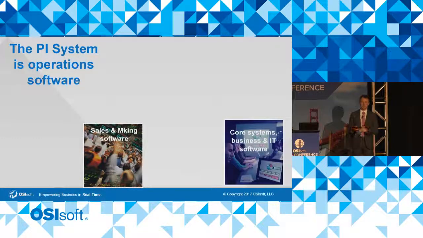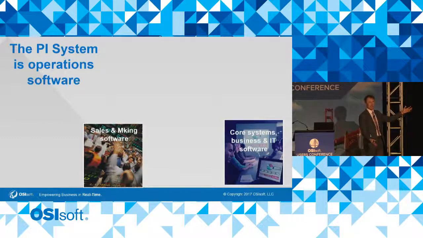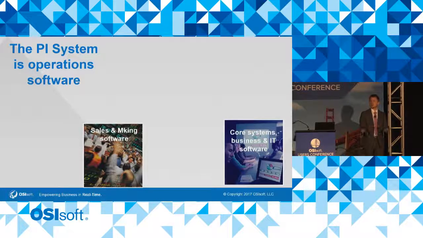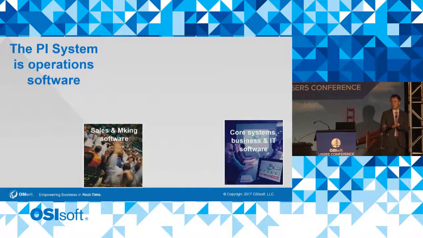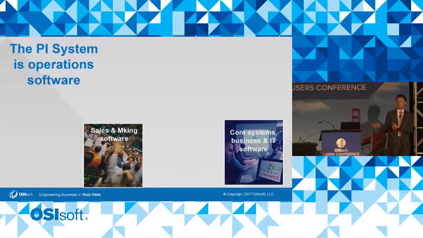Then there's a different type of software, which is your core business systems and your IT software. This is like your HR database, your accounting system, your warehouse inventory system. How you process orders often happens over here, and things that are specific to your industry. And that's a very important type of software, and we're very familiar with it.